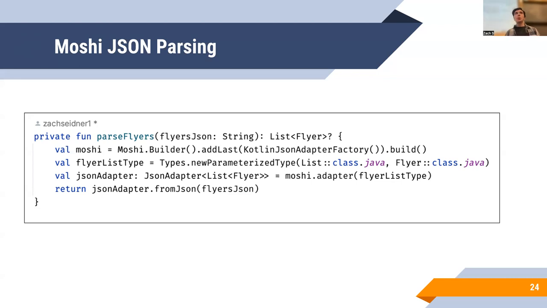And this is where we're going to use another library built by some really smart people called Moshi. It allows us to parse JSON. The first thing we have to do is create our JSON adapter. Kind of like with shared preferences, remember, we couldn't just directly edit it. We first had to get an instance of it. We're doing something similar here, getting an instance of a JSON adapter.